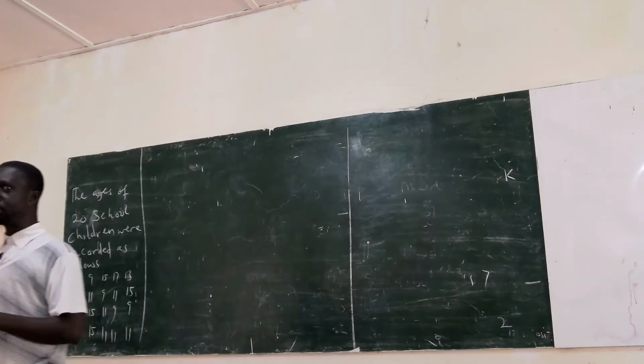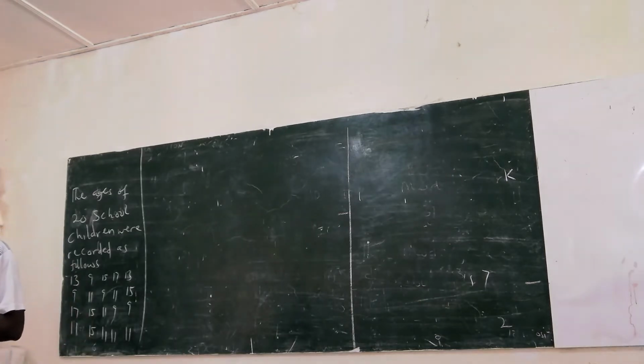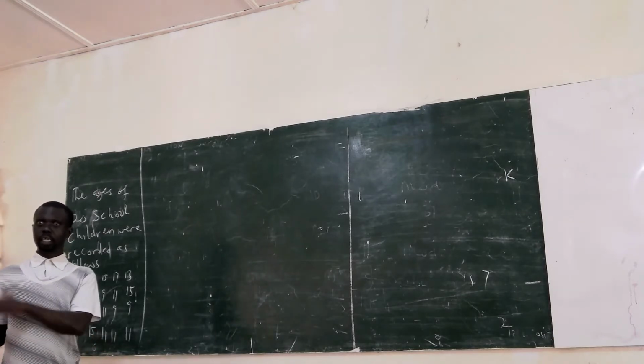Let's ask a question. How do you use the raw data to construct a frequency distribution table? After completing the table, use the table to find the mean age, median, and modal age. So when they give you this information, this is the way we're supposed to answer it from the raw data.